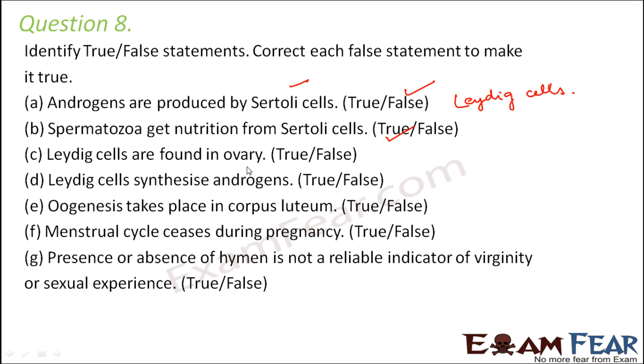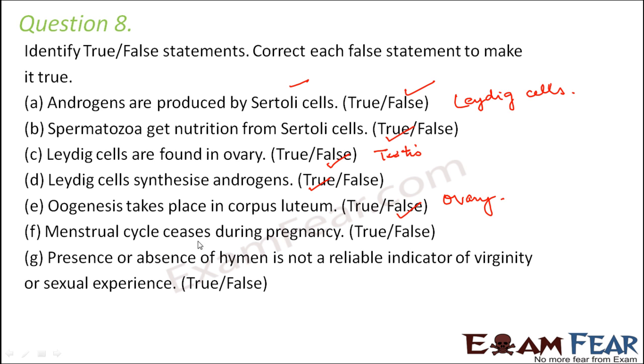Leydig cells are found in ovary. Obviously not. This is false, because the Leydig cells are a part of the male reproductive system. They are found in the testis, in the interstitial spaces between the seminiferous tubules. Leydig cells synthesize androgens. Yes, this is true. Oogenesis takes place in corpus luteum. This is again false, because corpus luteum is just a structure which is formed inside the ovary. Oogenesis is the process of egg formation, which takes place inside the ovary.